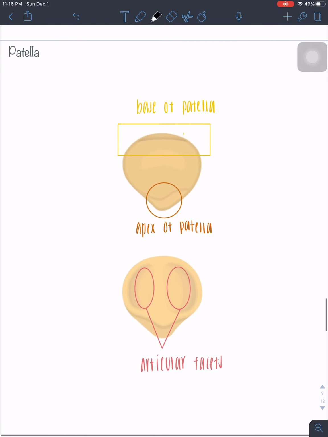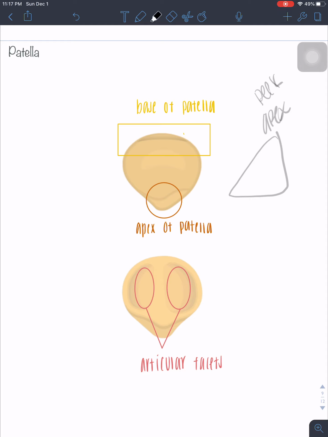Let's move on to the patella. This is the hardest part. Just kidding. Oh my god, I'm tired. Okay, here we have the base of the patella and the apex of the patella. And the way I kind of think of this was, if it was like that apex, I kind of think of like a peak. I don't know if my thinking process makes any sense, but it helps me out sometimes.